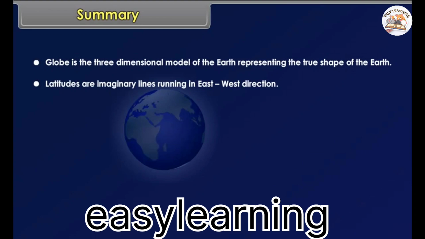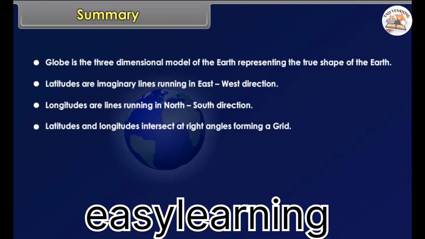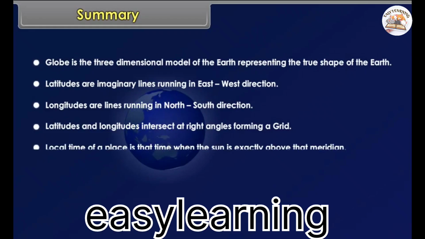The lines of longitude and latitude form a network on the globe. The longitudes and latitudes intersect each other at right angles, forming a grid. This network is helpful in locating the different places on the map or globe.